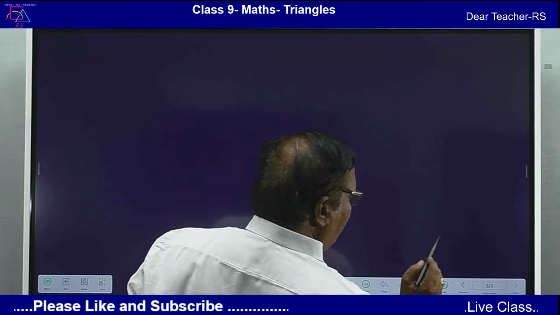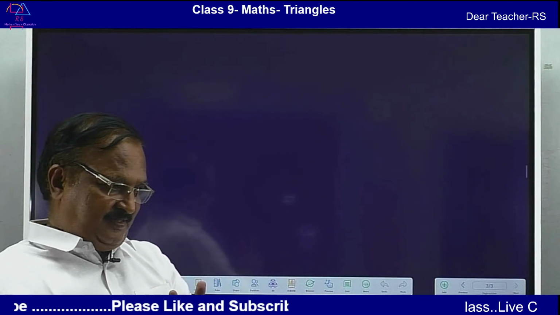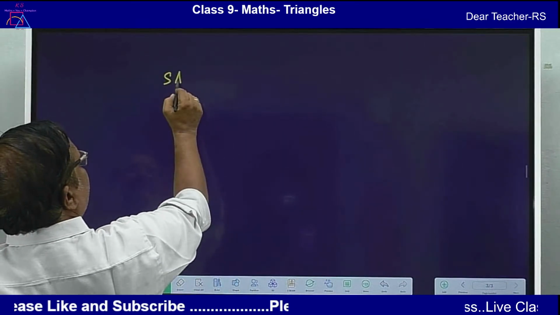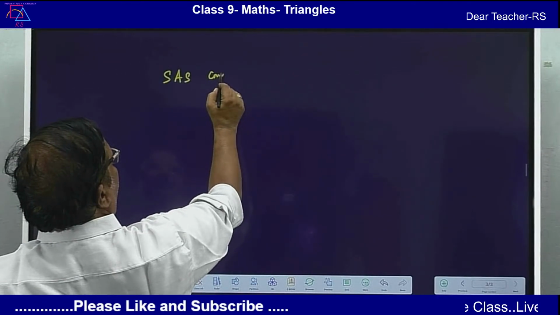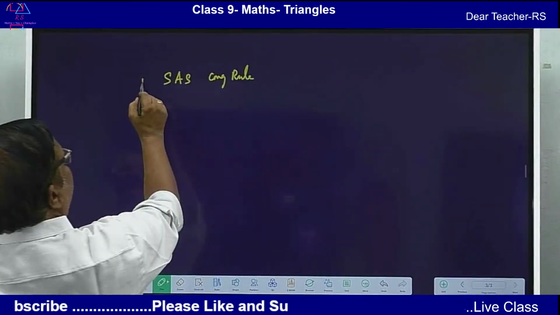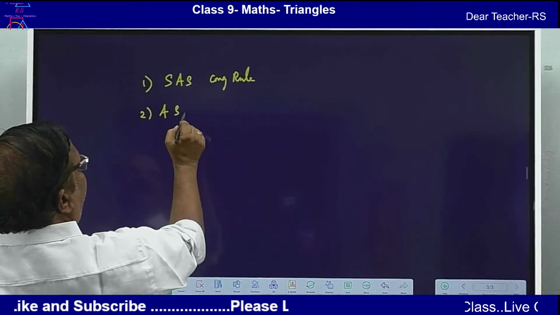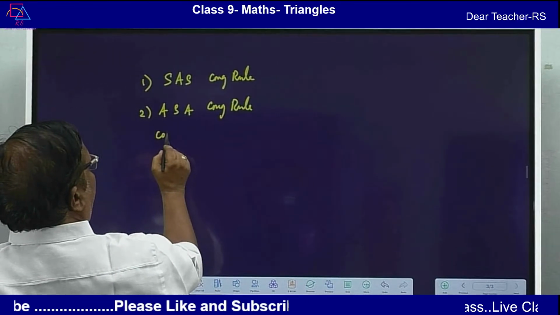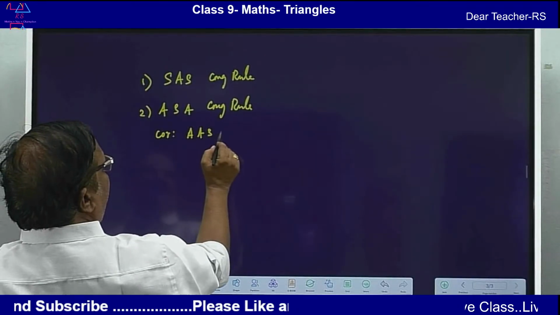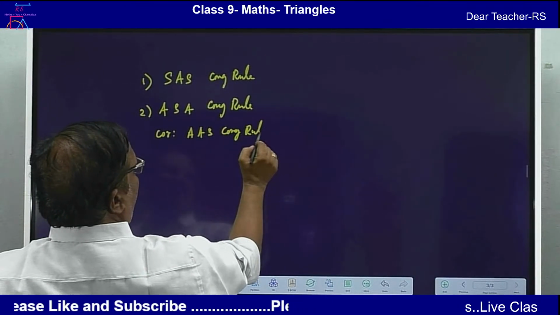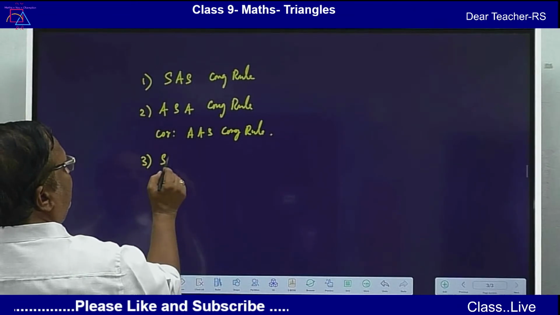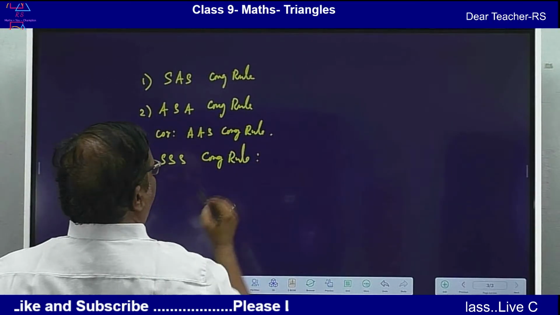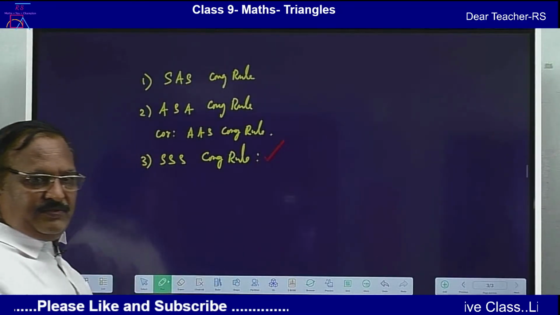Now let me give you two more rules. Till now I have given you the SAS congruency rule. This is the first rule. Second, we have learned the ASA congruency rule. In this, the corollary given is the AAS congruency rule. These two we have learned. Now the SSS congruency rule.